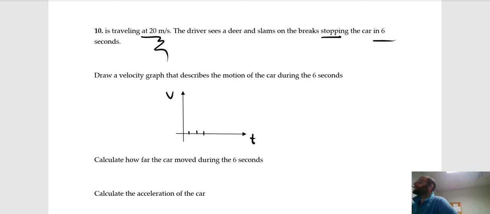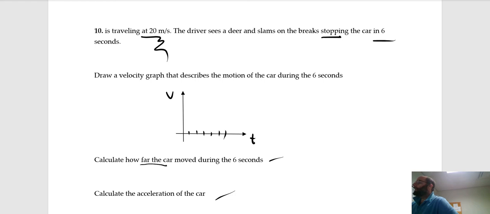So 1, 2, 3, 4, 5, 6. Think about it. The car is stopped. Where would we put a dot on that graph? Then you make your standard constant acceleration assumption. Connect those dots by a line and start answering the questions.